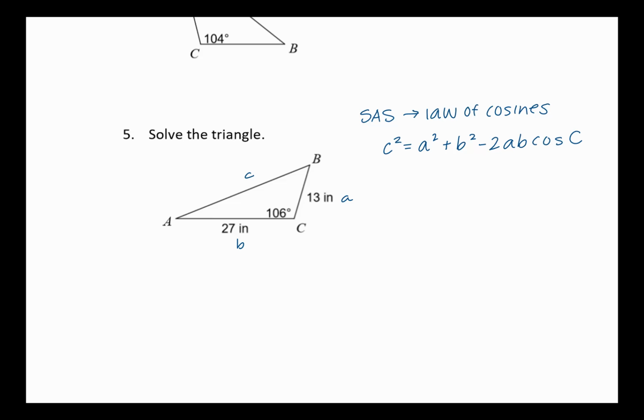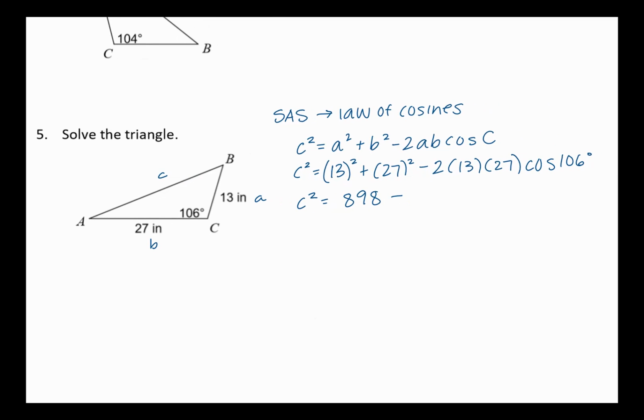So we're going to use this to plug in all of our values. So c squared is equal to 13 squared plus 27 squared minus 2 times 13 times 27 times the cosine of 106. So we're going to use our calculator to help us as we go. We know that 13 squared plus 27 squared, I can do that in my calculator really easily. That's 898 minus, when I plug in 2 times 13 times 27 times the cosine of 106, I find out that it's actually a negative value.